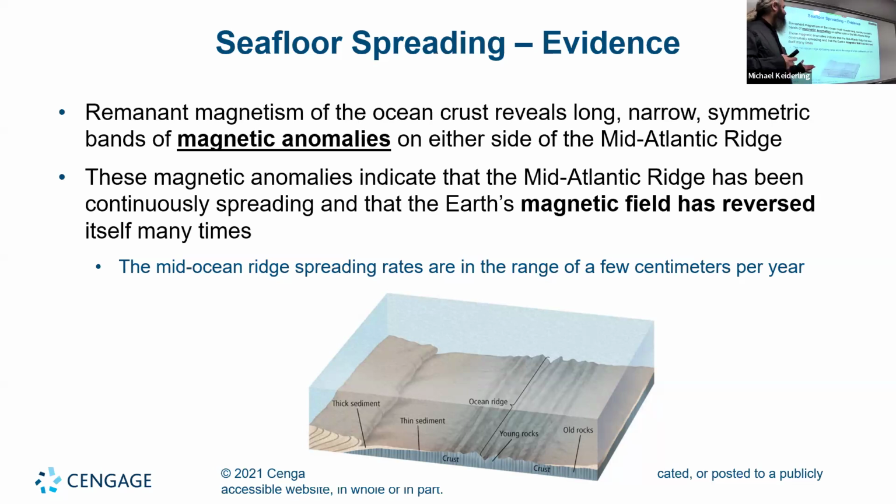And the mid-ocean ridge spreading rates are in the range of a few centimeters per year. And if you want to see where the Earth is spreading apart at the mid-ocean ridge in the Atlantic, take a vacation to Iceland. Iceland is sitting along the mid-ocean ridge in the Atlantic and is being slowly torn in half.